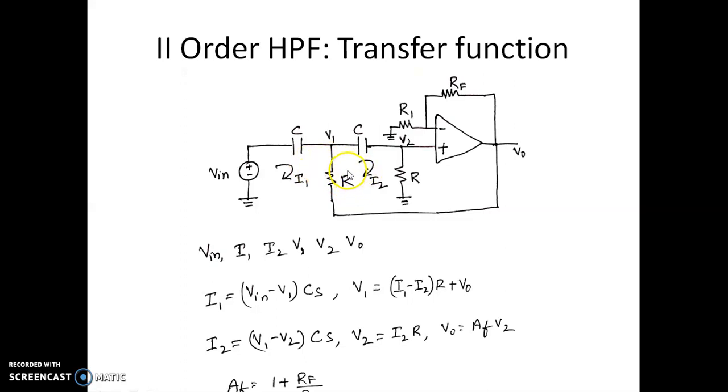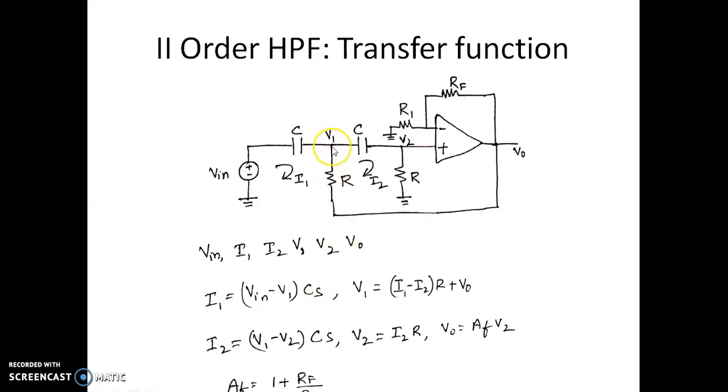As we did in the low pass filter circuit also, we have identified different circuit variables. Vin is the independent variable, and along with that we have several dependent variables: two currents I1, I2, and three voltages V1, V2 and V0. We are trying to write the expression for all dependent parameters. The expression for I1 happens to be the potential difference across the capacitor C divided by the reactance. Since it is divided by the reactance, it will be Vin minus V1 into CFS.